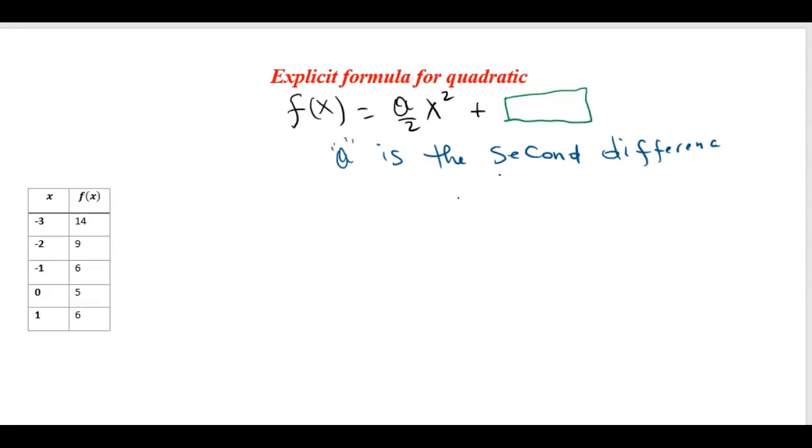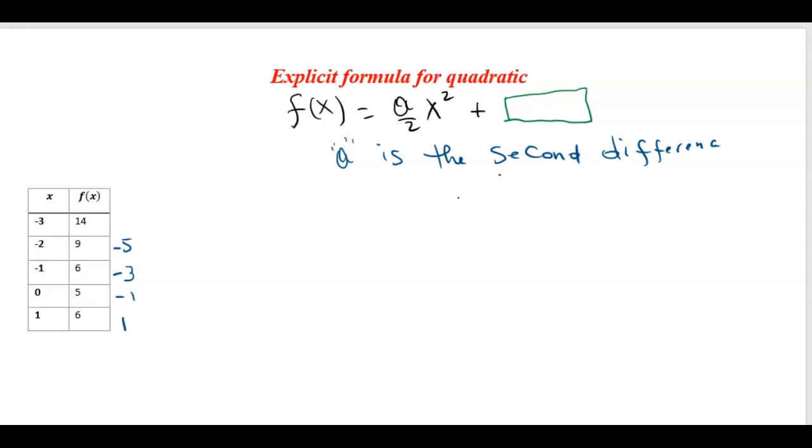So let's do this example to see if we can write that explicit formula for this table. We're going to find the first difference first. So from 14 to 9, we subtract 5. From 9 to 6, we subtract 3. From 6 to 5, we subtract 1. And from 5 to 6, we add 1. Okay, so that's the first difference, and that's linear.